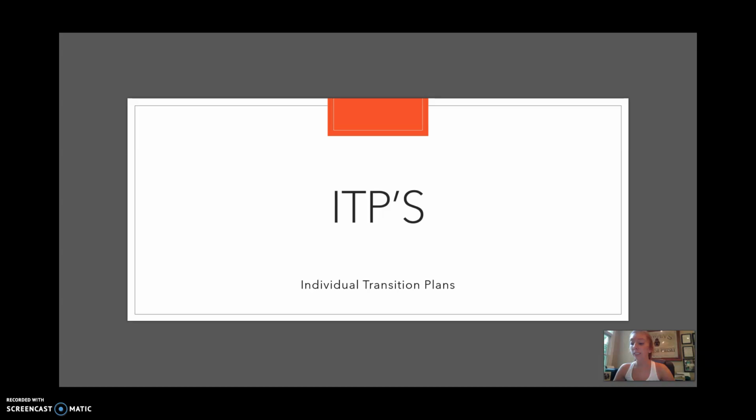So, effective transition planning begins early, includes everyone who may be involved, provides an initial timeline, and involves continuous evaluation. A transition plan is incorporated into a student's IEP when they turn 14. An ITP, or individual transition plan, includes teaching students self-advocacy and self-determination skills, planning for future education, such as college or other post-secondary training, planning for future employment opportunities, and preparing students for independent living situations.